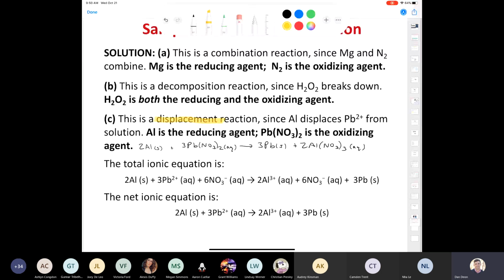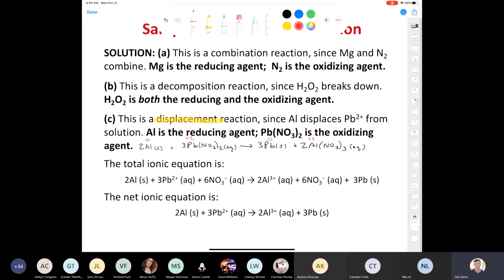Because the aluminum is displacing the lead from the lead-2 nitrate. I'll just go over the oxidation numbers kind of quickly here. The oxidation number of the aluminum is 0. Over here, the lead is 0. The oxidation number of the lead in lead-2 nitrate is +2. For the aluminum nitrate, it's +3. And so you can clearly see that nothing is going to change in the nitrate.